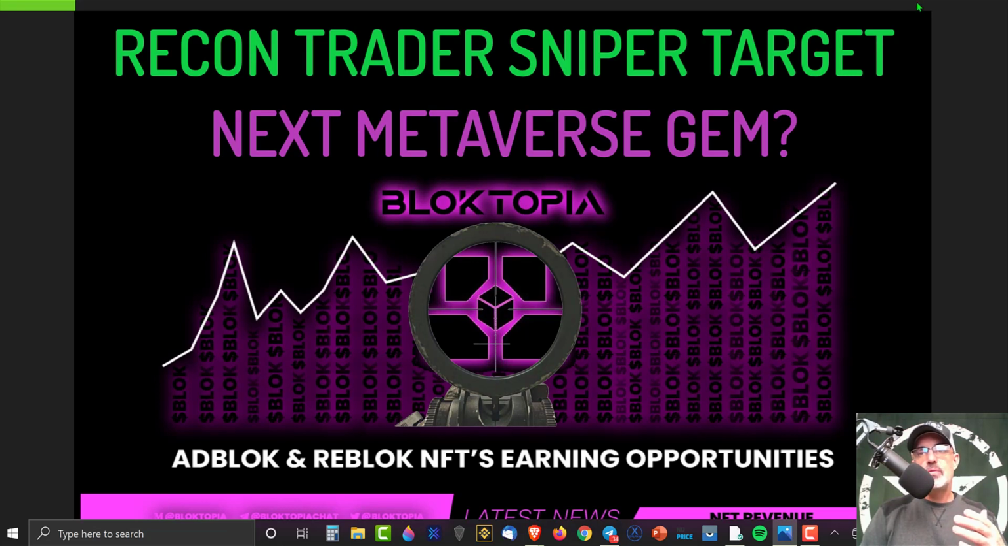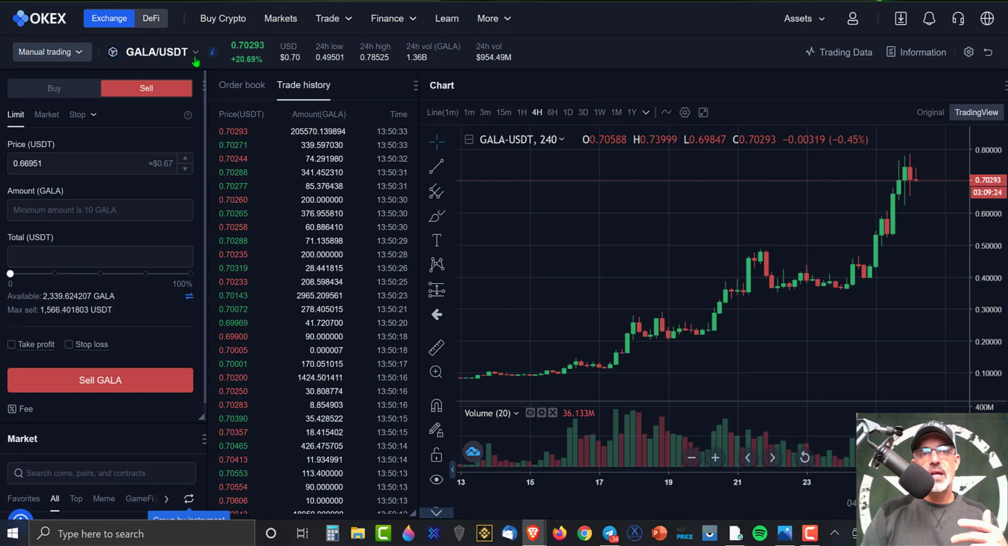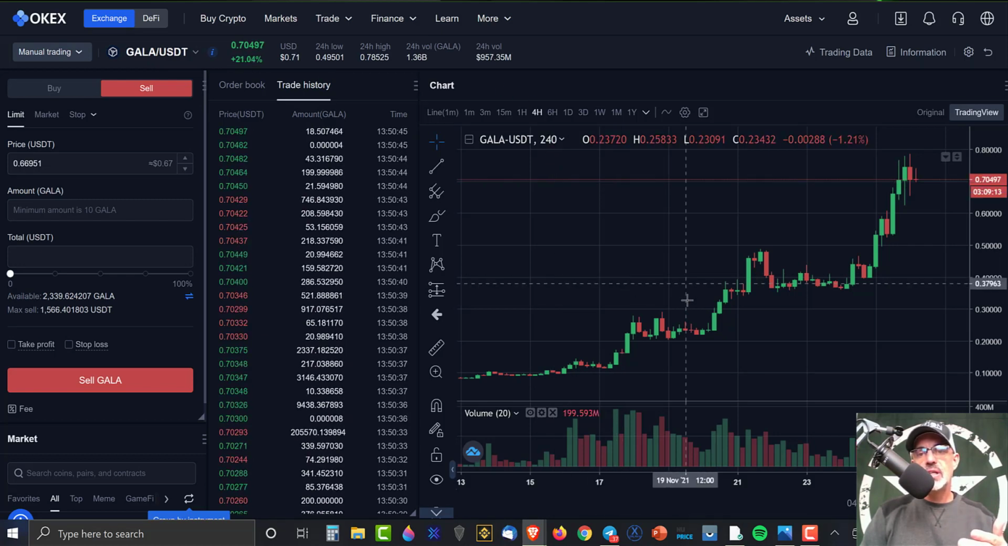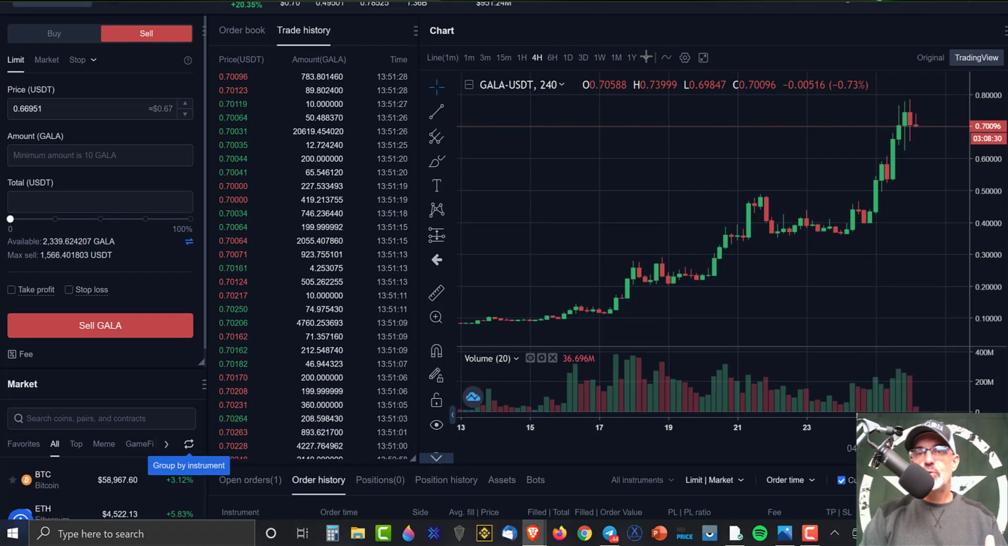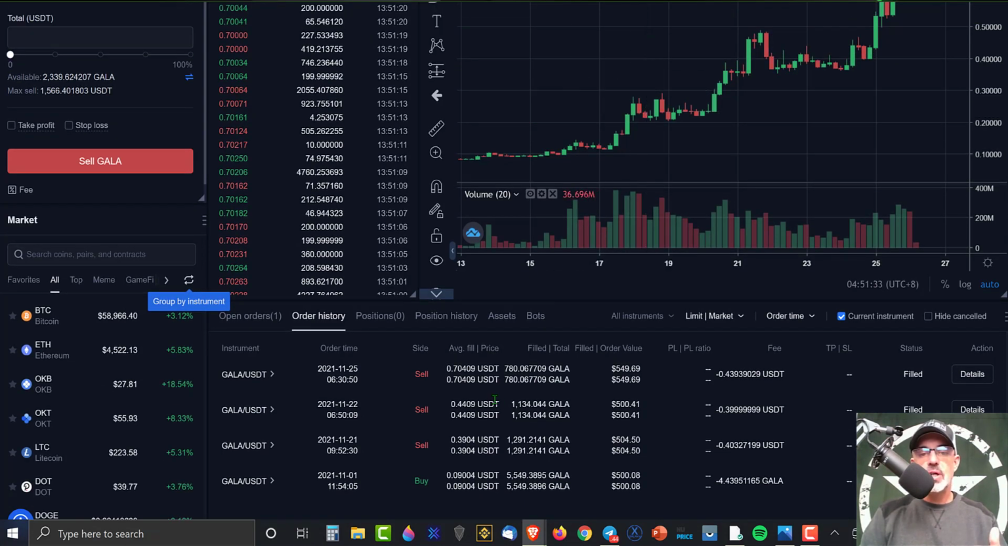Now, with that being said, one of my most recent sniper targets, we'll jump over here to the OKX exchange and look at Gala. That would be one of my most recent sniper targets that I did take a shot at. I did actually hit and it's paid off, and I'm still holding pretty much a risk-free position. And if we scroll down, you'll be able to see where I actually took a shot at this target, and it was around 9 cents. So that would have been back in this area here.